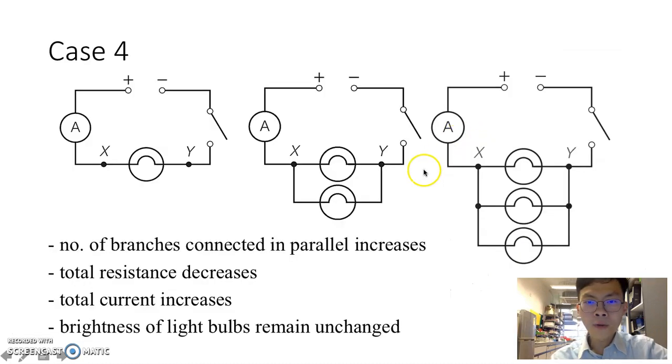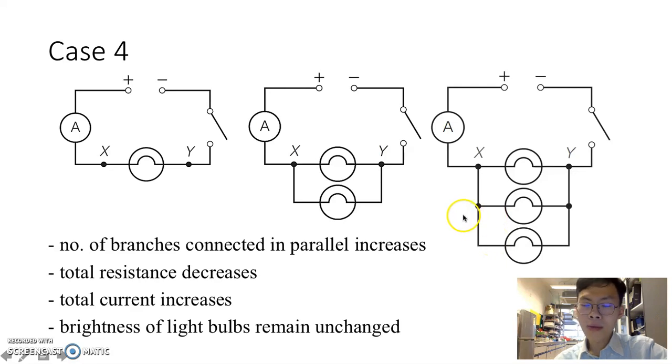Okay, and then for case 4, if we connect the light bulbs in parallel, we can see that the total resistance will become smaller. So why will this happen? Because if we have more light bulbs connected in parallel, the current passing through the 3 light bulbs will find it easier and quicker to go through, and hence the current will actually increase. What I am saying is the total current will increase, and the voltage will remain unchanged in this setup. So these 3 light bulbs will have the same brightness.